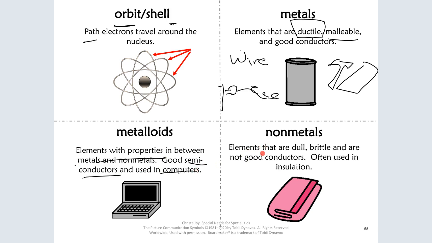And nonmetals are dull and brittle, which means that they break easily. They're not good conductors, so you'd want an insulator on the handle of a hot pan. So this is a pan of boiling water, so you'd want a nonmetal, like wood. It's often used as insulation, like a blanket. All right, we're going to stop right there for that vocabulary.